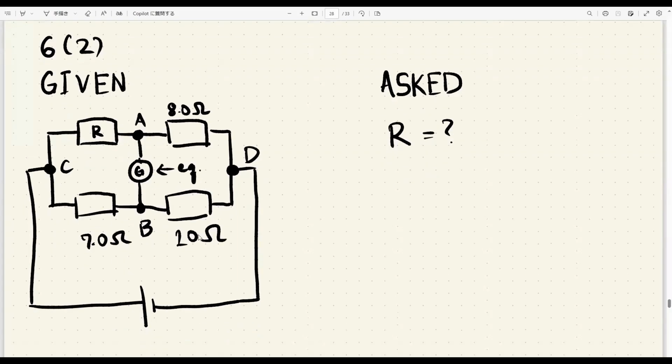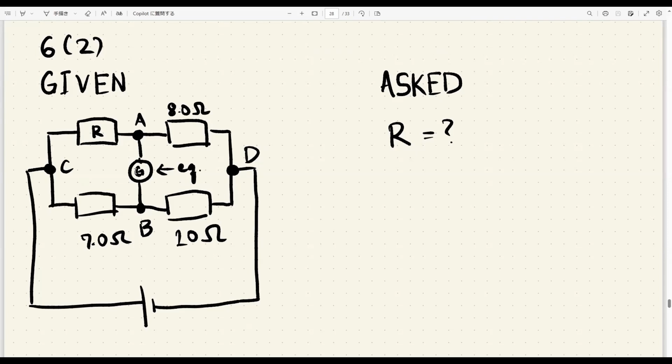We are given this circuit. We have 4 resistors arranged in this manner, and they have common nodes here. We call that node C, and here node D, and here at node A and node B, there's a galvanometer between them. Now the galvanometers actually just measure current, right?